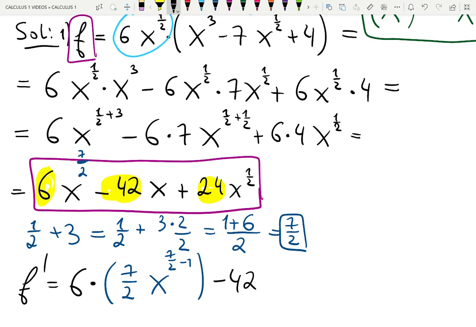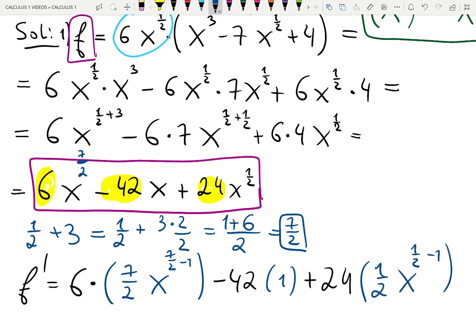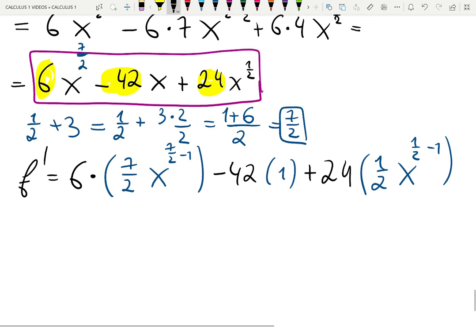Minus 42. What is derivative of x? Derivative of x is 1. Plus 24, open parentheses, 1/2 goes down and x will be raised to the 1/2 minus 1. Finally, let me simplify again. 6 over 2 can be simplified to be 3, and 3 times 7 is 21. 21 is multiplied by x.